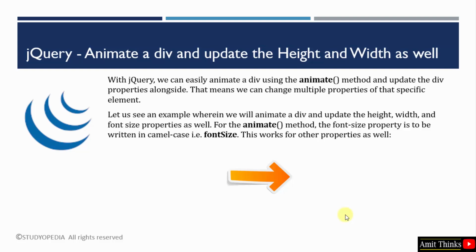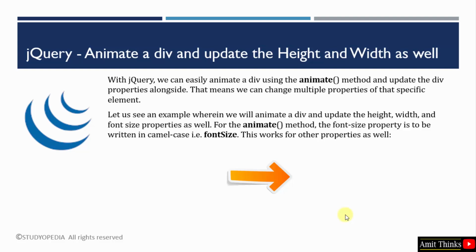Here what we will do, we will use the same animate method and animate a div. We will also update the properties. Let's say we will update multiple properties. We will change the height and width. With that we will also change the font size. Okay, when the div will get animated.